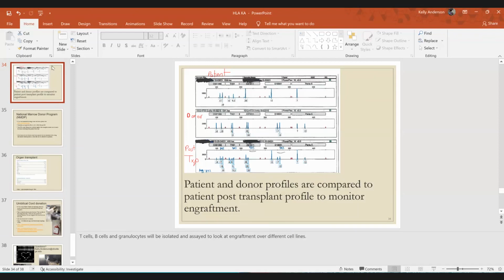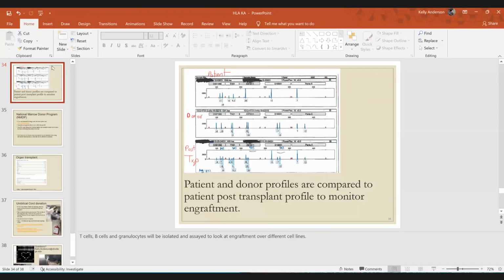So it depends. Basically the doctors will look at how the patient is doing, and they will determine then, sometimes they will take a bone marrow transplant and send that, or sometimes they'll just take a peripheral blood sample, and then we will actually cell sort into B cell, T cell, and granulocytes. And then we'll do a profile on each of those.